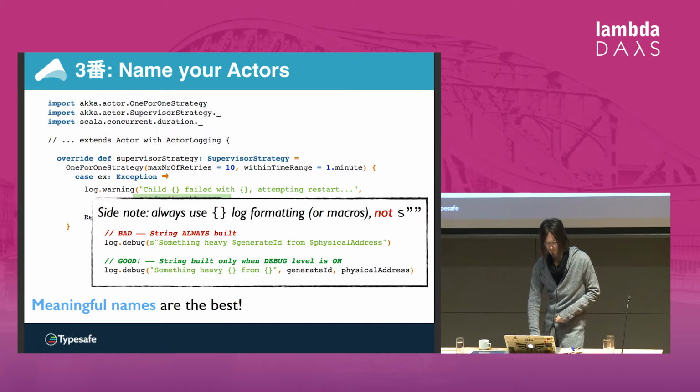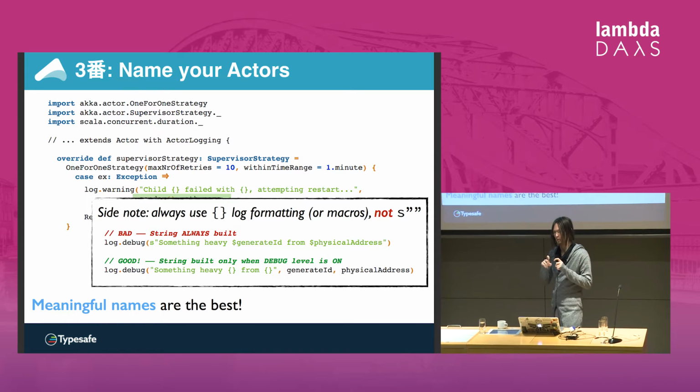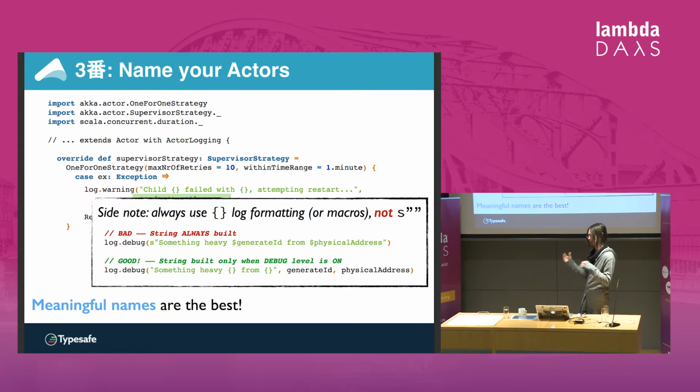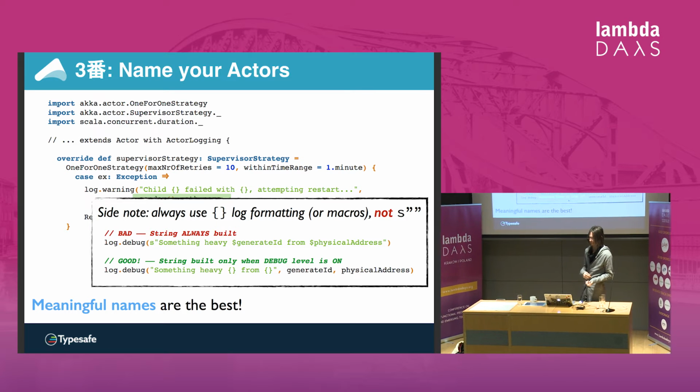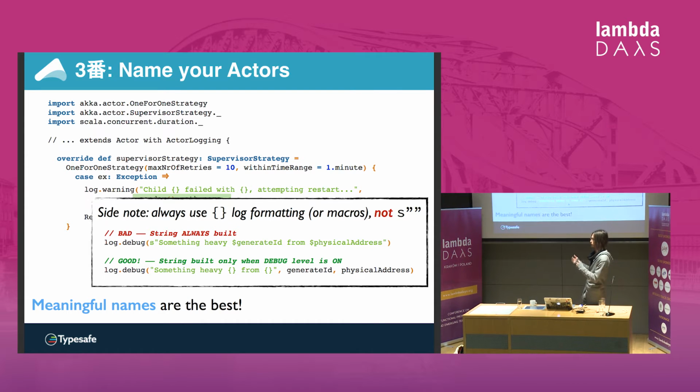However, if you use the pattern of having placeholders, then it won't even build the string if you don't have debug enabled. Everybody on the JVM knows that this is better, but sometimes when people start writing Scala code, they notice, oh, there's the string interpolator, and they want to use it everywhere. Well, you don't really want to use it everywhere, just in the places where it makes sense, not in logging.